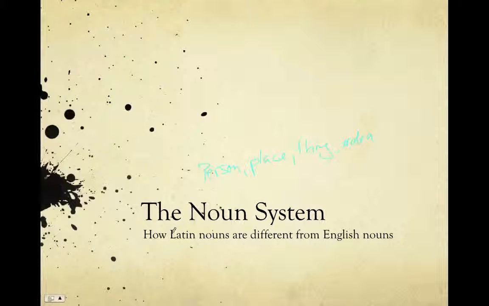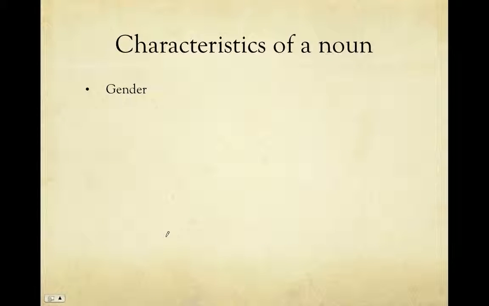Latin nouns are slightly different from English nouns. Actually, they're quite a bit different in that they're going to change their form, that is their endings, to tell what their function is in the sentence. So let's take a look at how they're different. First of all, every noun has three characteristics.